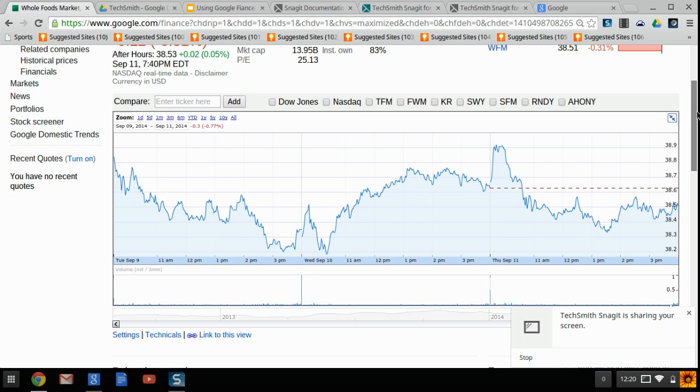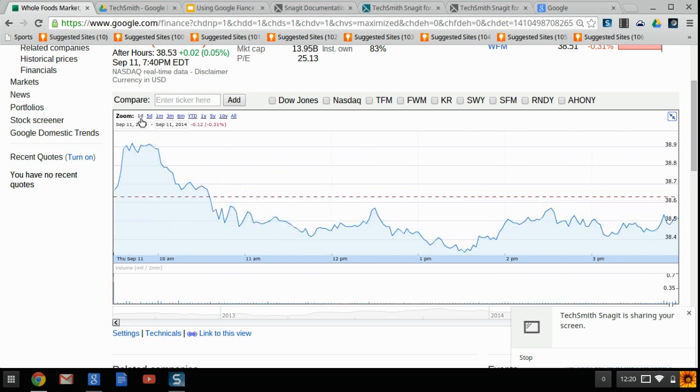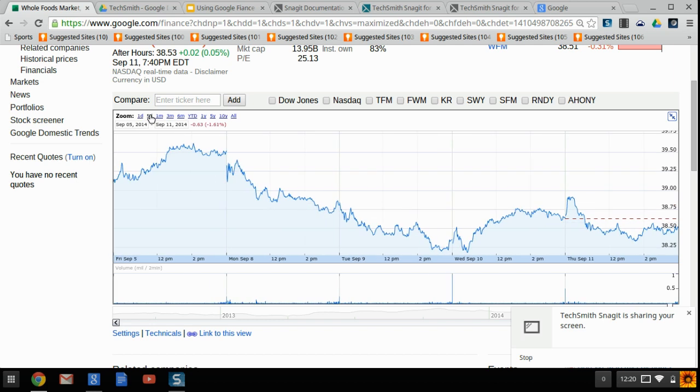So now I'm looking at this and I can see that on the graph, it gives me a zoom option: 1D, 5D, 1M, 3M, 6M, YTD, 1Y, 5Y, 10Y, and all. So the D stands for days. You can look at today's date like this, and it tells you everything that happened today with the stock price. Go back 5 days, which is the standard default when you go on to Google Finance.